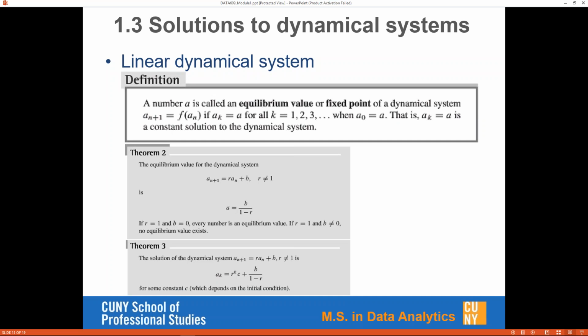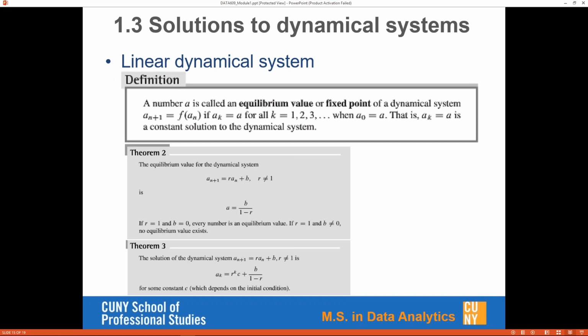We also talk about equilibrium values, or fixed points, of the dynamical system. That is, if we find a value a_k equal to a for all k, for the whole sequence, then when a0 equals a, we say that a_k equal to a is a constant solution for the dynamical system. It looks difficult to understand, but let's look at the theorem too.